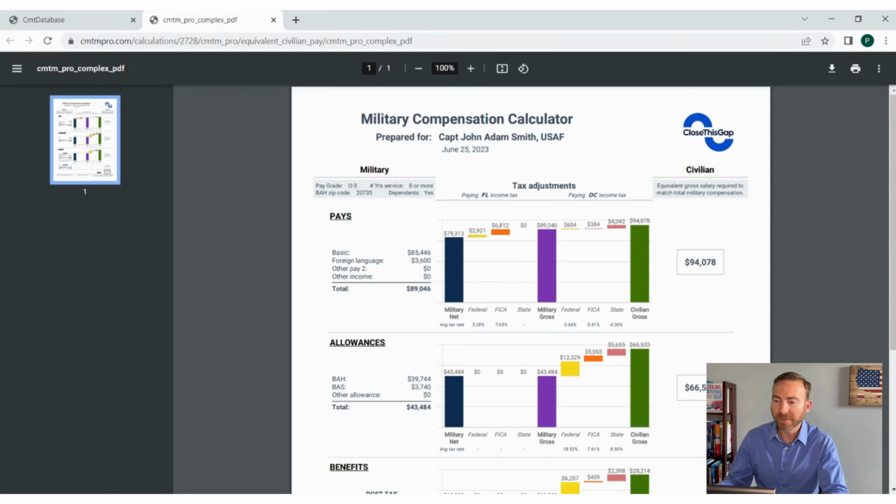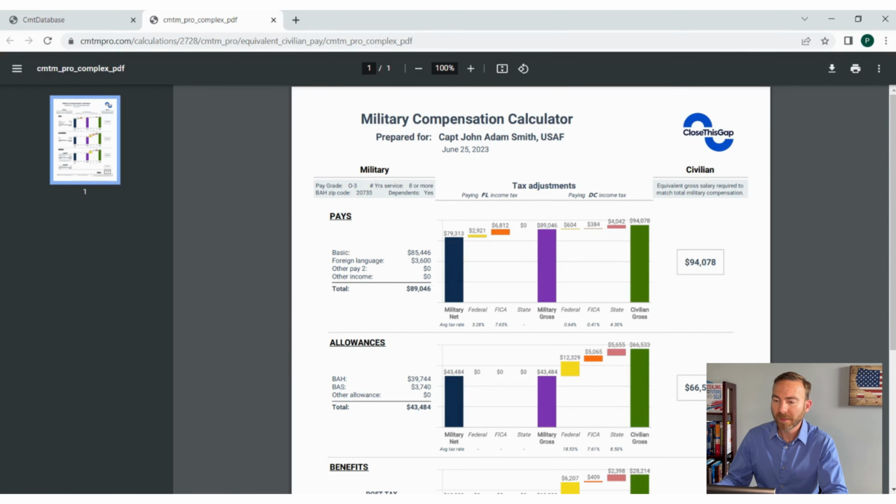Same thing here, we've got name and information across the top, military inputs on the upper left. Still paying Florida income tax, which is 0, but the service member in this case will be paying DC income tax. And we have the pays here. He has basic and foreign language. So total military gross pays is the middle column, the $89,046. To the right is the civilian gross equivalent if you were to move to DC for pays alone. And on the far left is what he currently pays in income taxes. And the very far left, it's his current net income for pays alone.